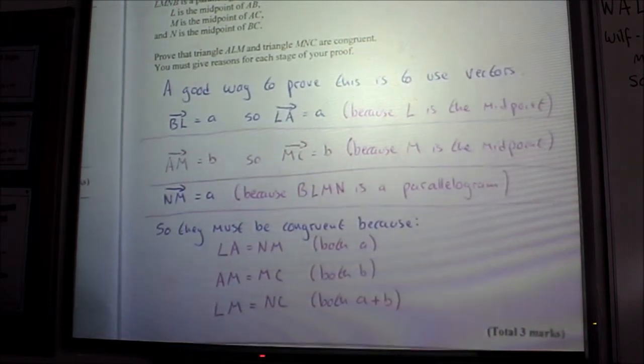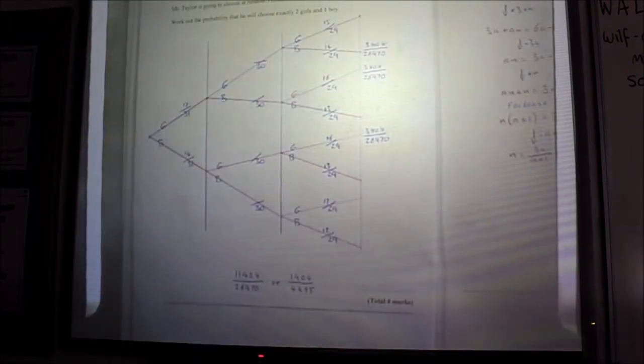There's my workings. Question 19, it's probability tree.